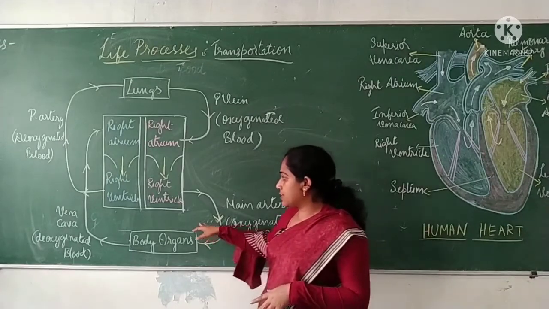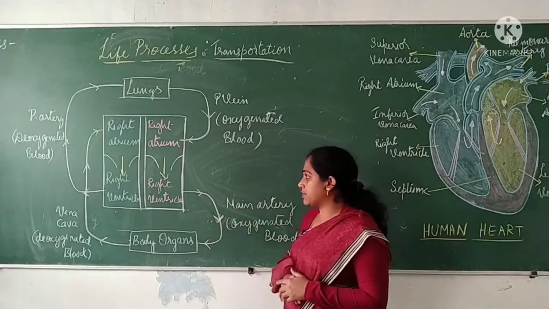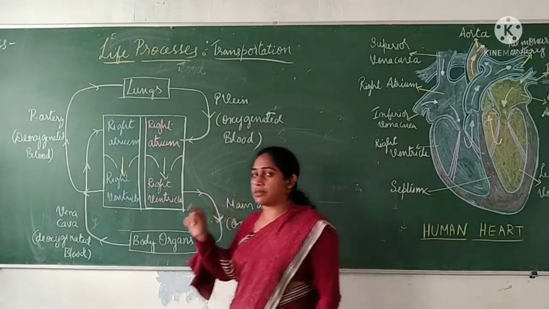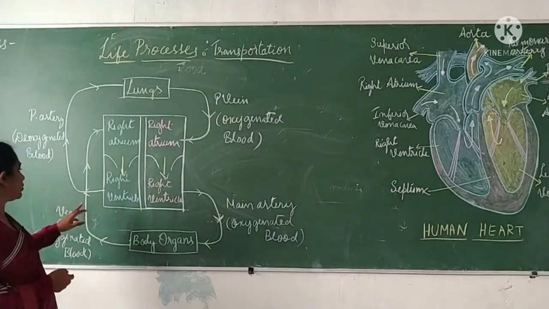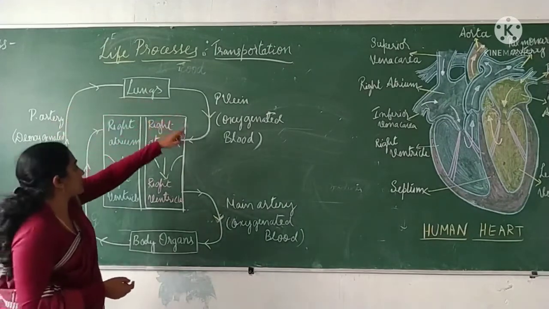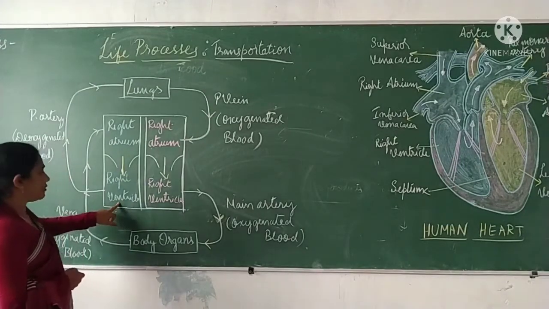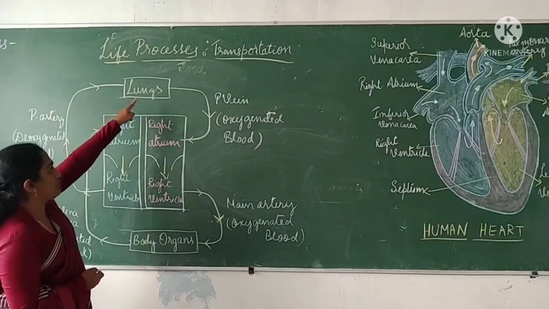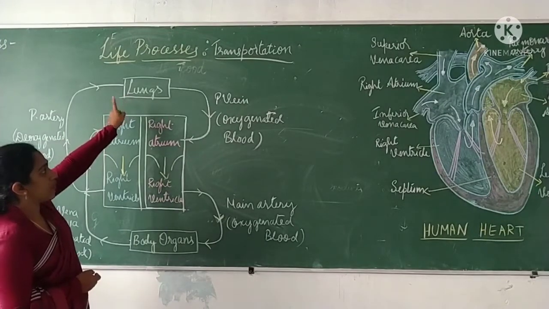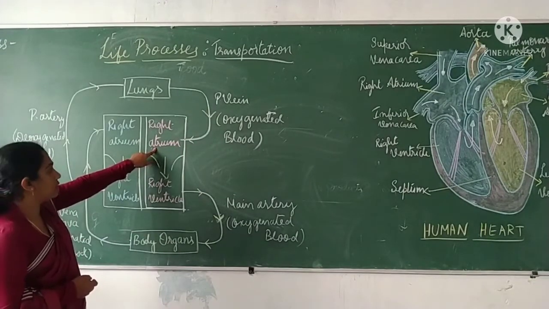Here you can easily identify the two types of circulation, that is systemic circulation and pulmonary circulation. Pulmonary circulation is the circulation of blood from heart to the lungs and back to the heart. You can see this one is the pulmonary circulation, wherein deoxygenated blood is circulated from the heart. From the right ventricle, it is passed through the pulmonary artery and reaches the lungs for purification. In the lungs the blood is purified and through the pulmonary vein the oxygenated blood enters into the right atrium. So this is one circulation.